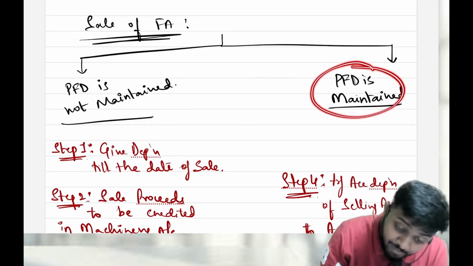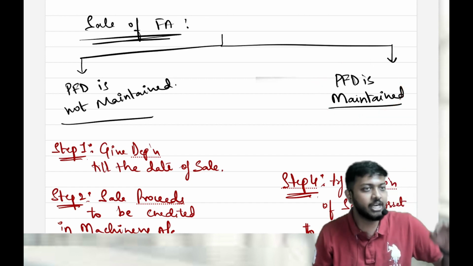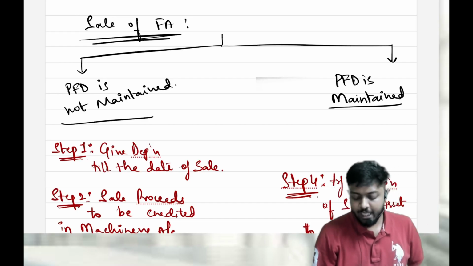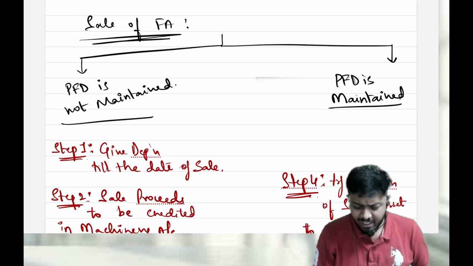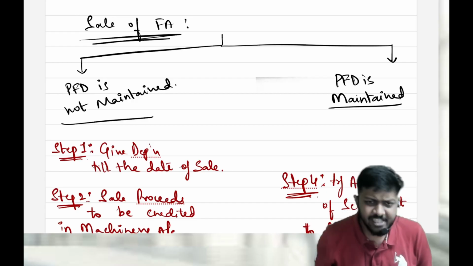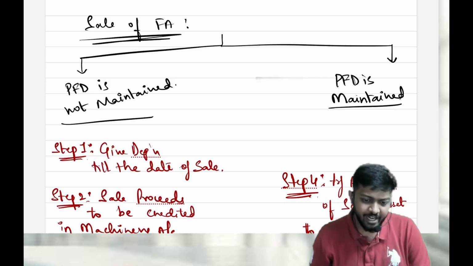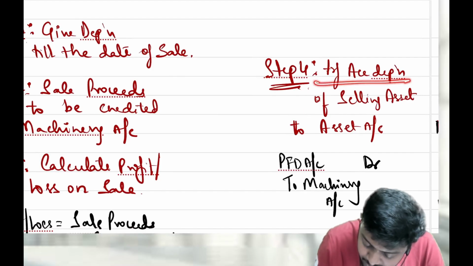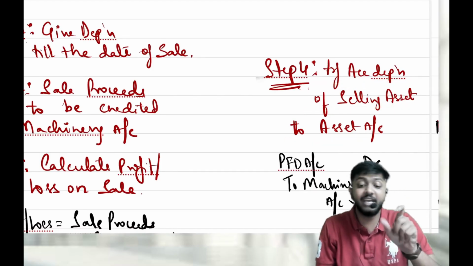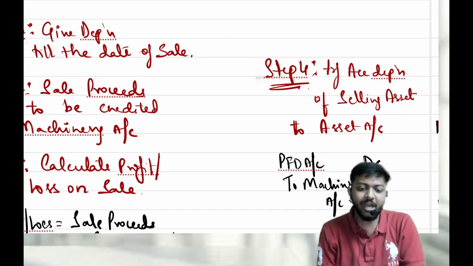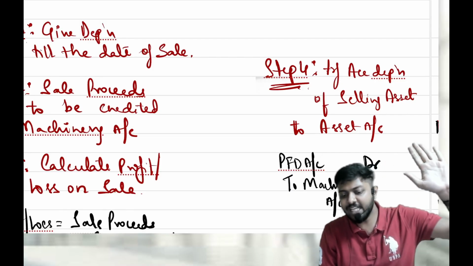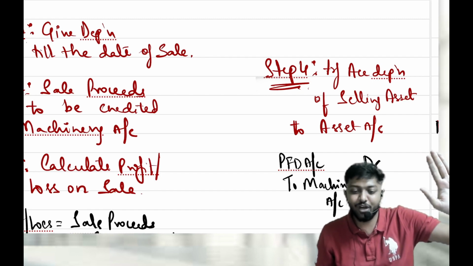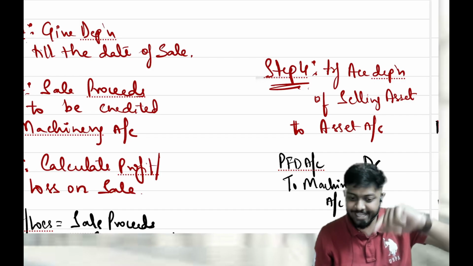If the PFD is maintained, that means you are passing depreciation using depreciation account debit to PFD account, then it is the same situation, but only one step will be added extra. Almost similar to all what we read. That step 4 is transfer accumulated depreciation to the selling asset. What happened in the PFD case? The depreciation effect is going to the PFD account and only the cost component is there in the asset account. Correct? But I am using carrying amount for the calculation of profit or loss. Carrying amount is cost minus depreciation.